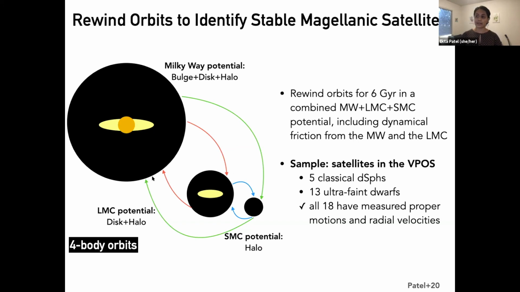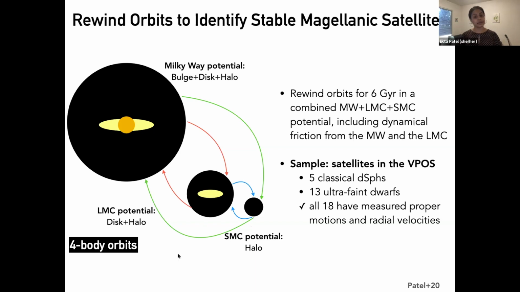So this schematic on the left just shows you that we've included a 3-component Milky Way, a 2-component LMC, an extended SMC halo, and we're essentially calculating 4-body orbits for each of the satellites we're interested in, where all bodies are represented as extended mass distributions. And it's those 3D position and velocity vectors that were derived from proper motions and line of sight velocities that act as the initial conditions here.